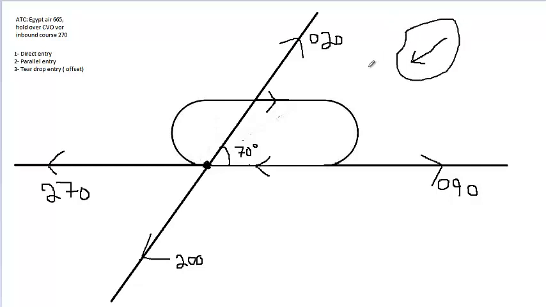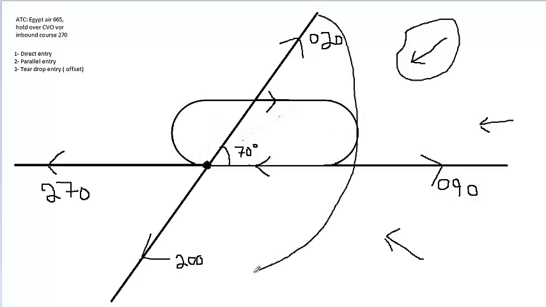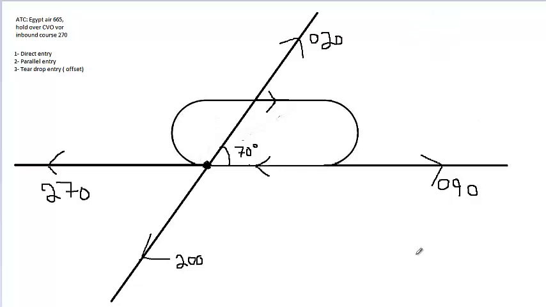If we look at it from a general perspective, if the aircraft is coming from any place in this large sector, in this large area, anything from heading 020 to heading 200, we go into a direct entry. So this major sector here is a direct entry. If the aircraft is coming from here or here or here, then we are supposed to enter with a direct entry.